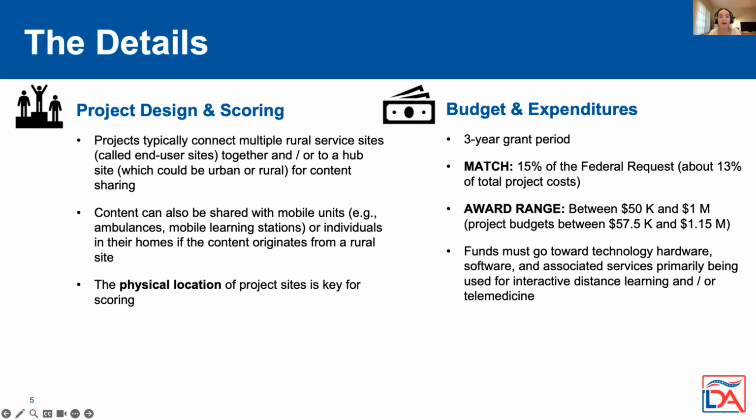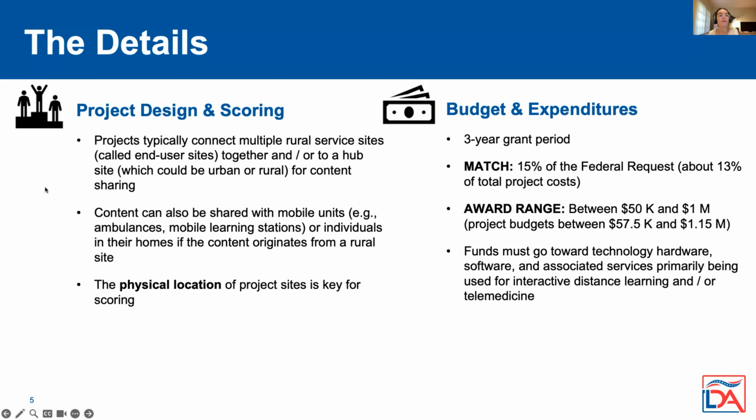Awesome, great question. So some details here regarding the budget. This is a 3-year grant. There is a match that's required. It's 15% of your grant request, which ends up being about 13% of your total project costs. And I'll give an example here. So historically, the grant amount you can ask for is between $50,000 and $1 million. So let's say you're asking for that maximum grant amount of $1 million. That means your match would be 15% of that million, meaning your match would be $150,000.